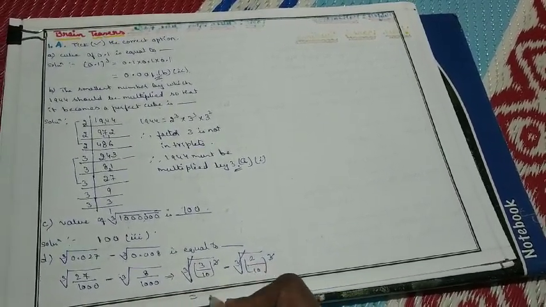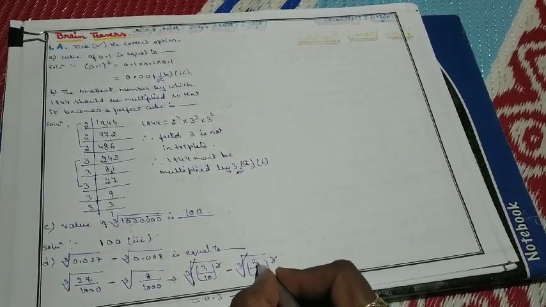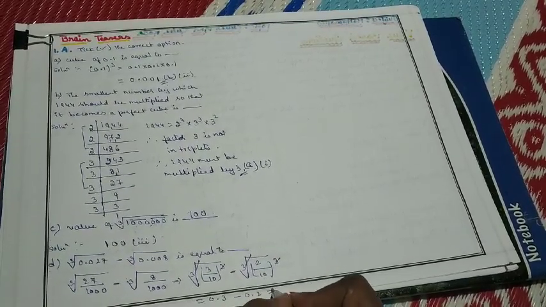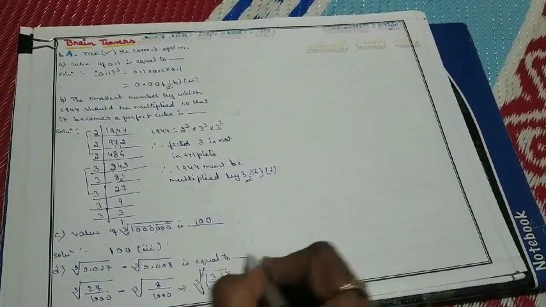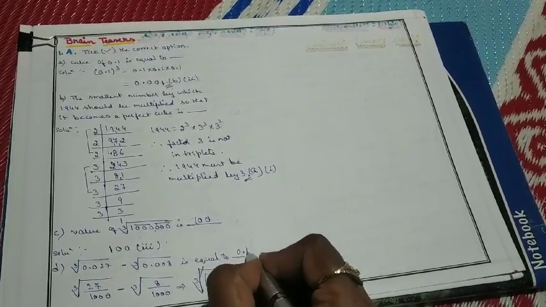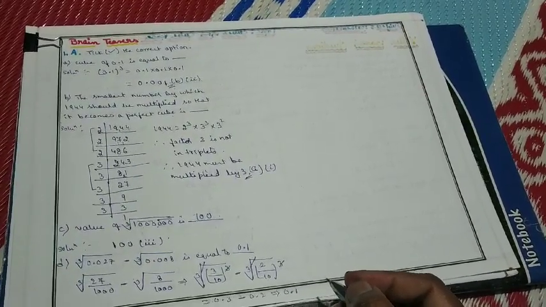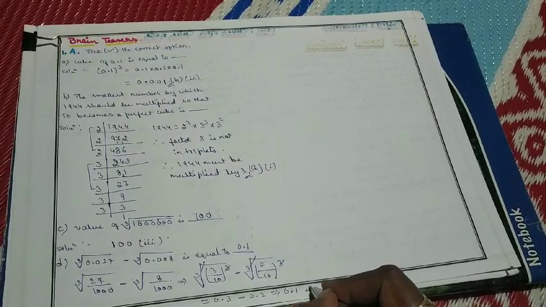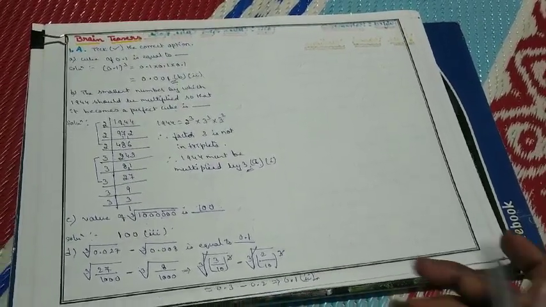We know that 3 by 10 is nothing but 0.3, minus 2 by 10, which is 0.2. So 0.3 minus 0.2 is nothing but 0.1. So the answer is 0.1, children, and this is the second option in the textbook. So this is how we need to find it, children, when the decimal number is there.